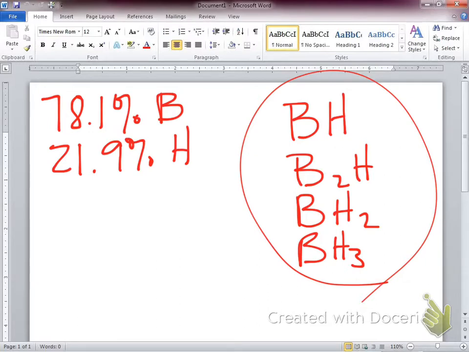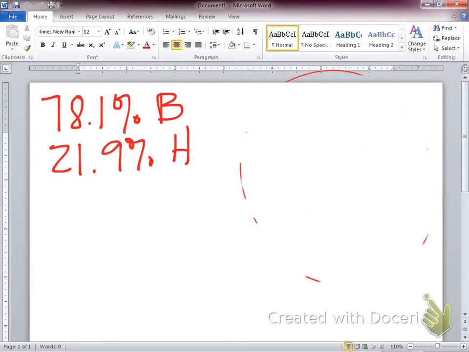Okay, so we're going to take the percent composition they give us, and we're going to be able to calculate what this empirical formula is. What is the ratio between these two elements that gives us our formula? These are just examples. We could have lots of different combinations of formulas here.